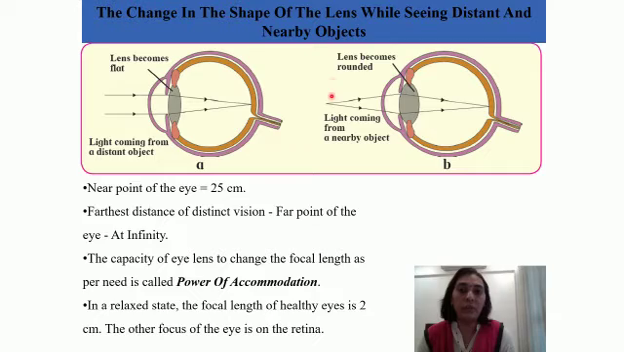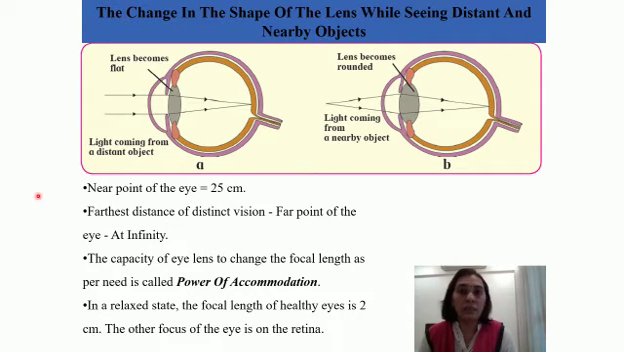So the lens becomes rounded or bulged out, or we can say that the curvature of the lens increases, and the focal length decreases. Again, you can see that the second focus F2 is on the retina and the image is formed on the retina. You can compare the lens in both cases. While viewing a distant object, the lens is thin and the focal length is maximum. Whereas when you are viewing a nearby object, the lens becomes rounded, the focal length decreases and the nearby object can be seen clearly. These are the two figures indicating this.